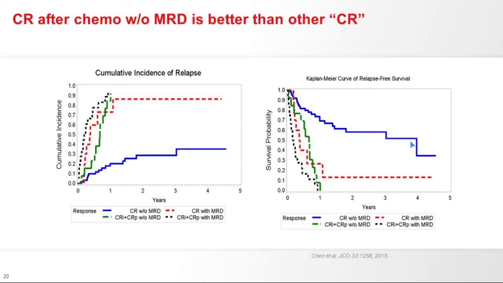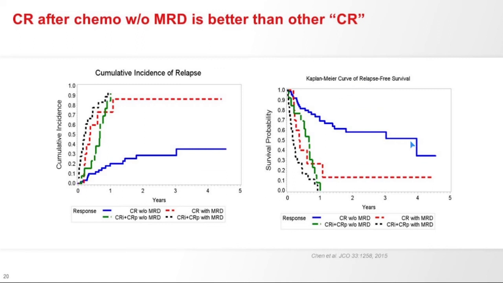And what the curve on the left shows is none of those matter when you take into account MRD. These are relapse rates in conventional chemotherapy. And you can see the only one that has a lower relapse rate is complete remission without MRD. All these other subcategories, CRp without MRD or CR with MRD, they all do terribly. And this is the flip side of this: the only curve where you're safe in CR is if you are without MRD. And this is defined by flow cytometry.